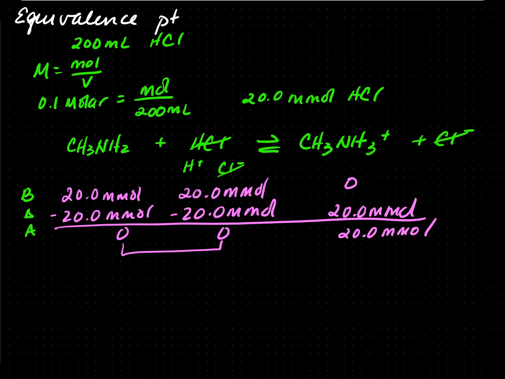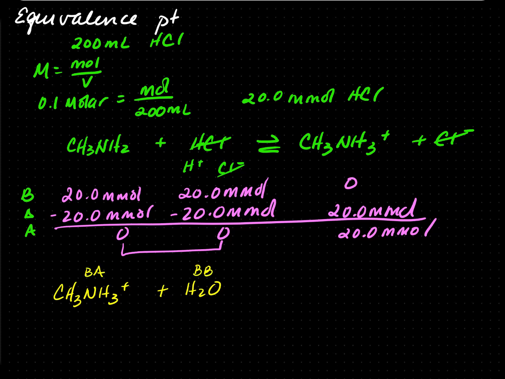So when I start my ICE table, I must start my equation with my conjugate acid. My conjugate acid is CH3NH3+. I can't just dissociate this. Again, react it with water. Here, this will be our Bronsted-Lowry acid-base reaction.